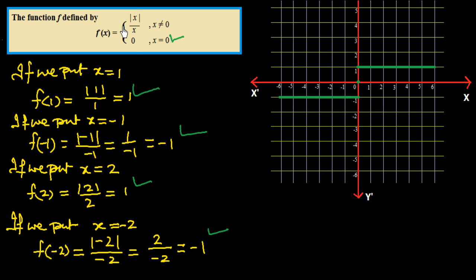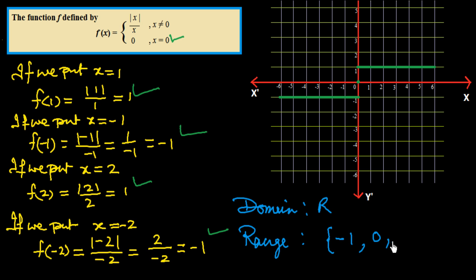The domain of this function, because it is x, we can put any value instead of x. So the domain is R and the range has only 3 values: minus 1, 0 and 1. So this is all about the Signum function.